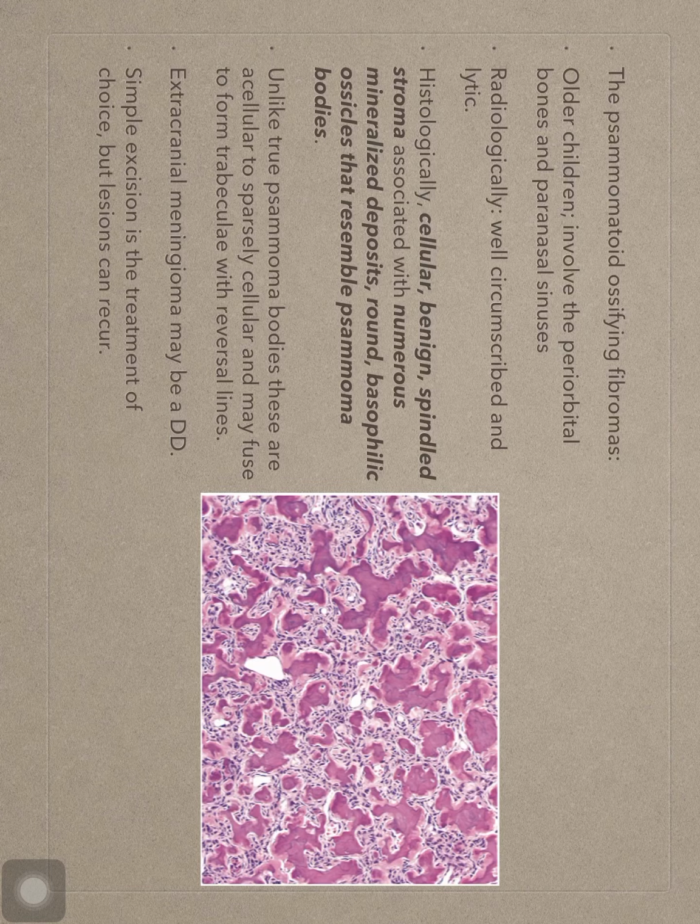And these psammoma bodies in the ossifying fibroma all fuse to form trabeculae. Here we can see single psammoma bodies as well as fused psammoma bodies which have formed trabeculae. Therefore, whenever there is psammomatoid ossifying fibroma, we can consider extracranial meningioma as a differential diagnosis. Treatment is by simple excision and lesions can recur.